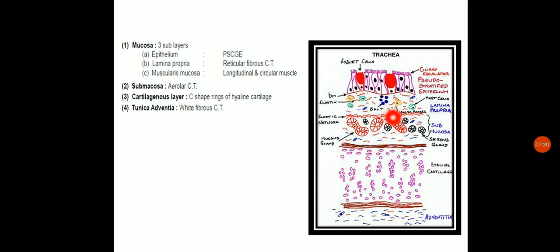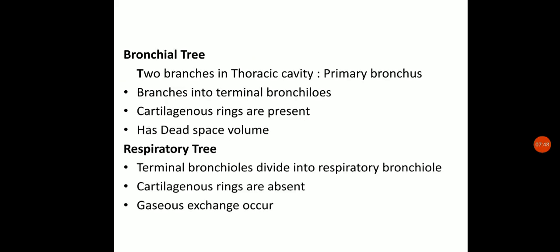The next layer is the submucosa, consisting of areolar connective tissue. Then the cartilaginous layer, basically responsible for the formation of C-shaped cartilage rings, present dorsally particularly. The last and outermost layer is the tunica adventitia, made up of white fibrous connective tissue. So that was about the histology of the trachea.